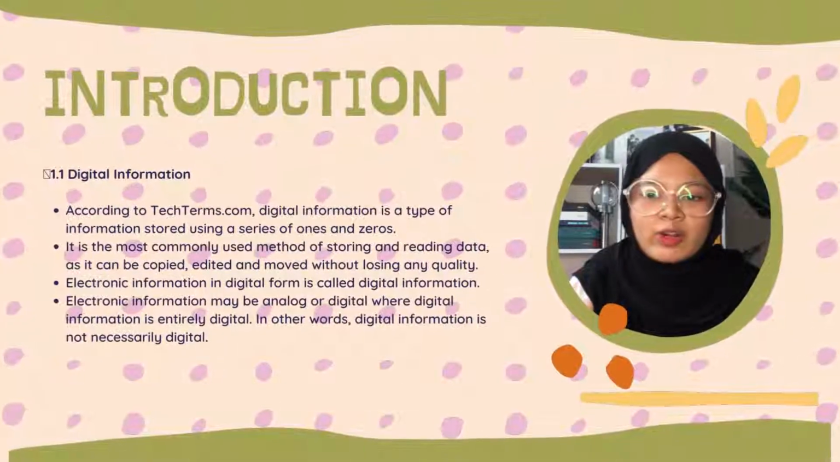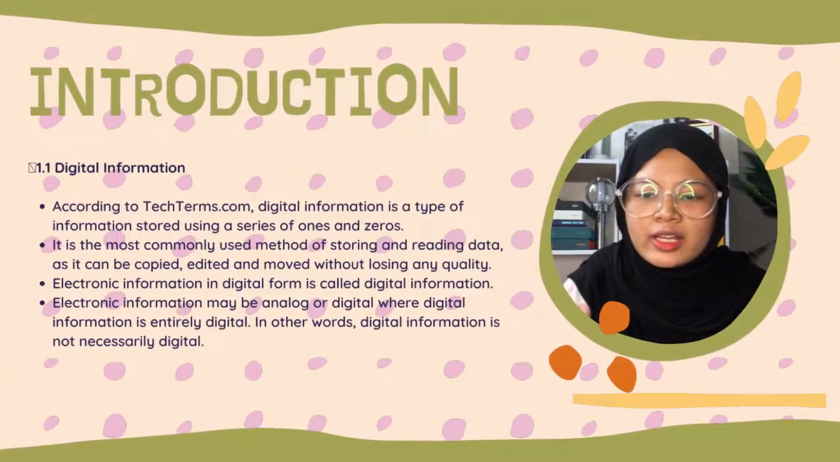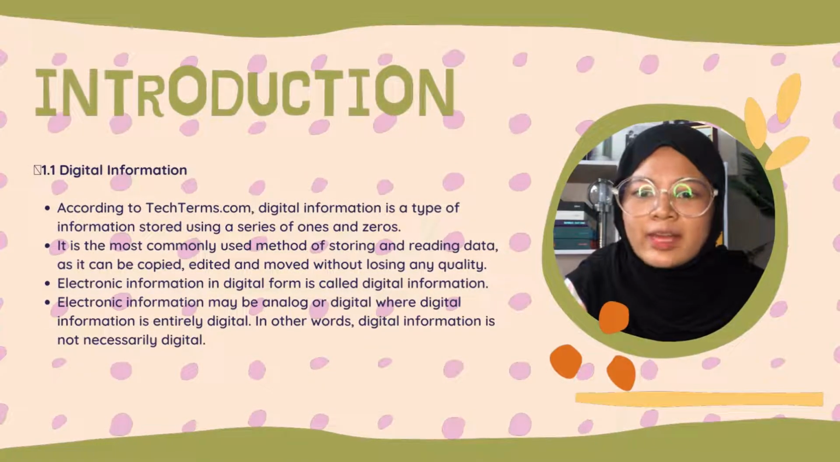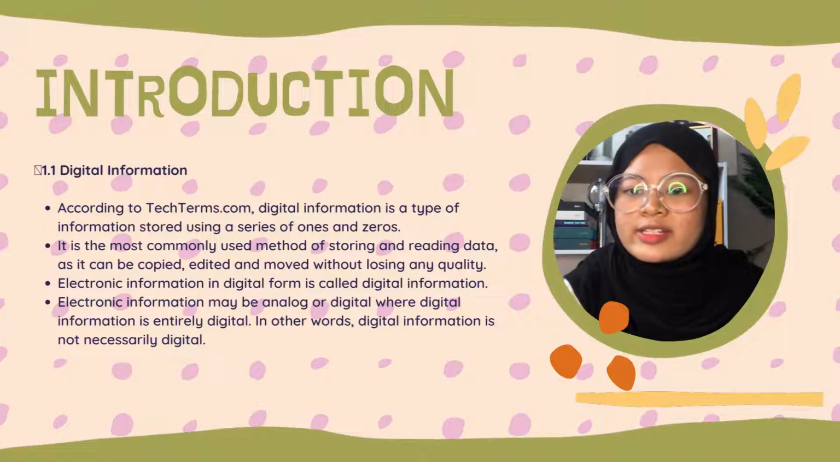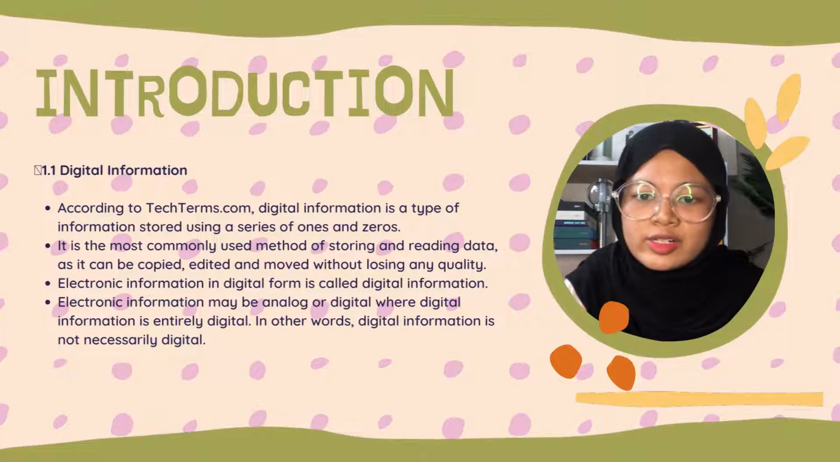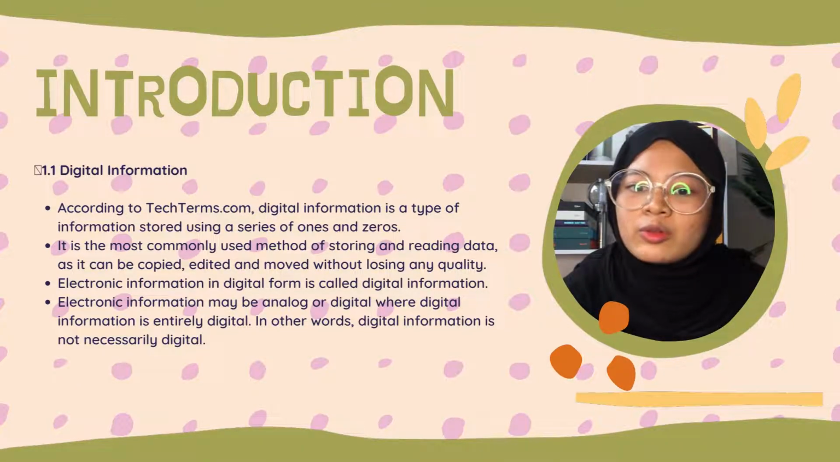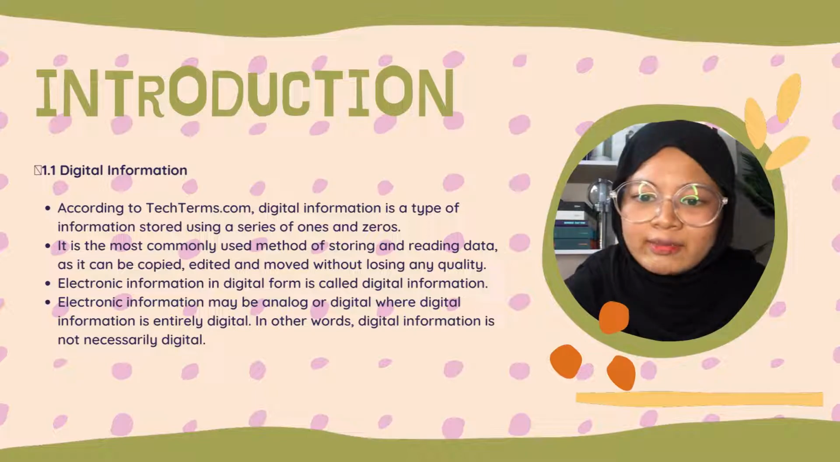1.0 Introduction. 1.1 Digital Information. According to techterm.com, digital information is a type of information stored using a series of 1s and 0s. It is the most commonly used method of storing and reading data, as it can be copied, edited, and moved without losing any quality.